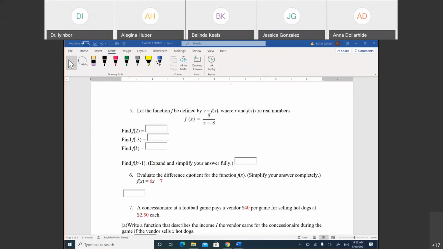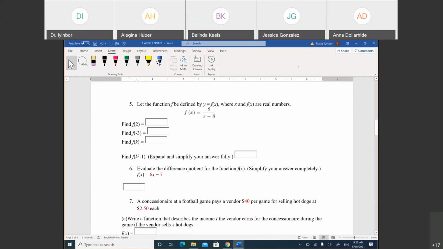So after you know what a function is, what the domain of a function is, and how to find the domain, we're going to continue working with functions. We're going to evaluate functions, and also we're going to do algebra of functions: adding, subtracting, multiplying, dividing two functions. So we're going to work with more than one function, okay? First we're going to start with evaluating a function.